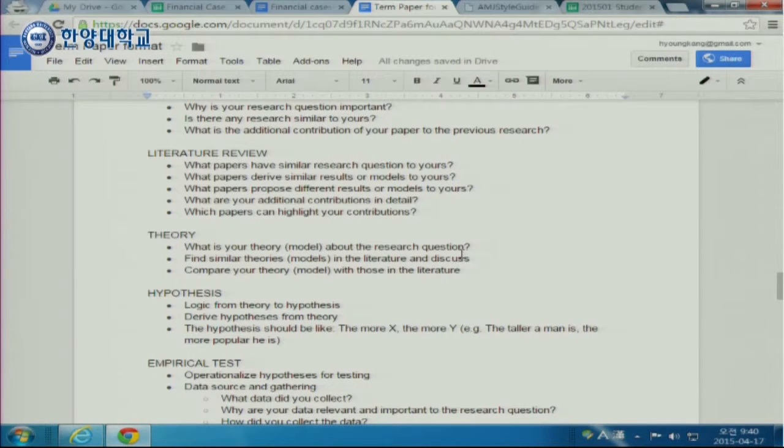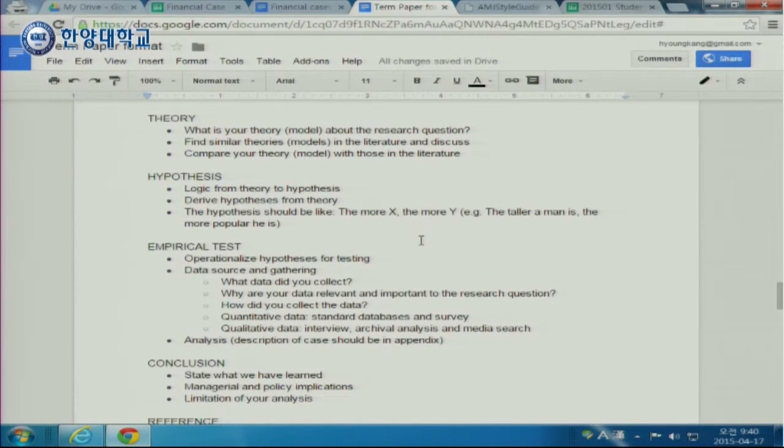Okay. And then from the theory, you can generate hypotheses. Explain the logic from theory to hypothesis. For a deductive paper, this part is usually easy. But anyway, you have to explain again in detail what the logic is from your theory to the hypothesis.